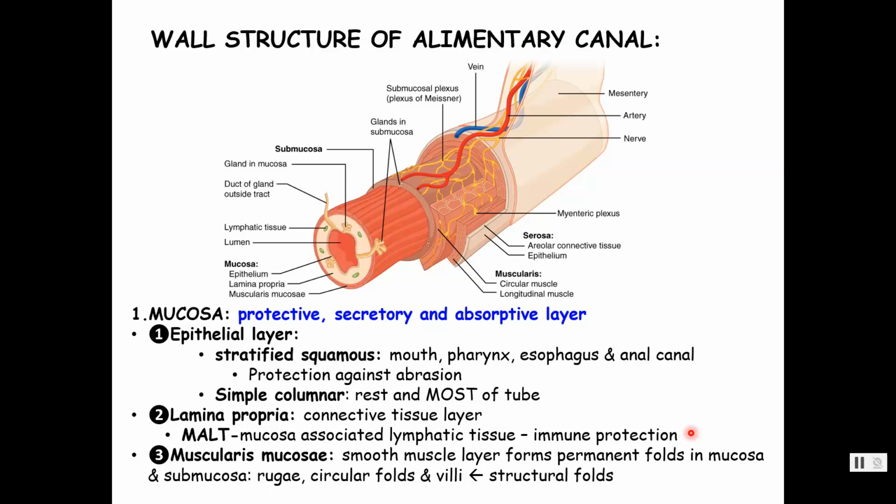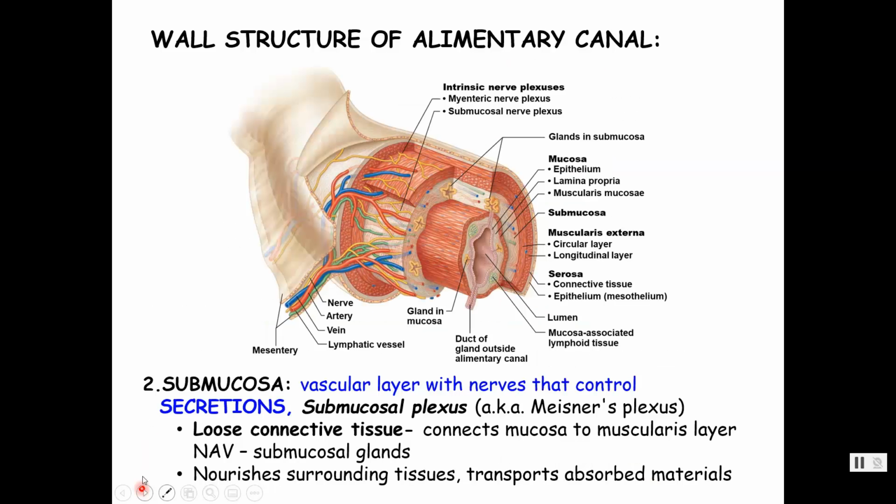The mucosa has a thin layer of muscle associated with it, and that's called the muscularis mucosa. There are some places throughout this food tube that have structural folds. There's folds in the stomach called rugae. In the small intestine, we're going to look at circular folds and villi, but that's where those folds come from. Those smaller folds are going to be coming from this muscularis mucosa, so that thin layer right there.